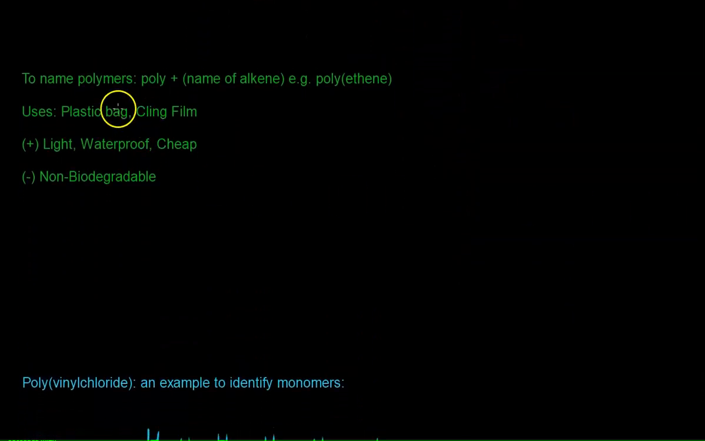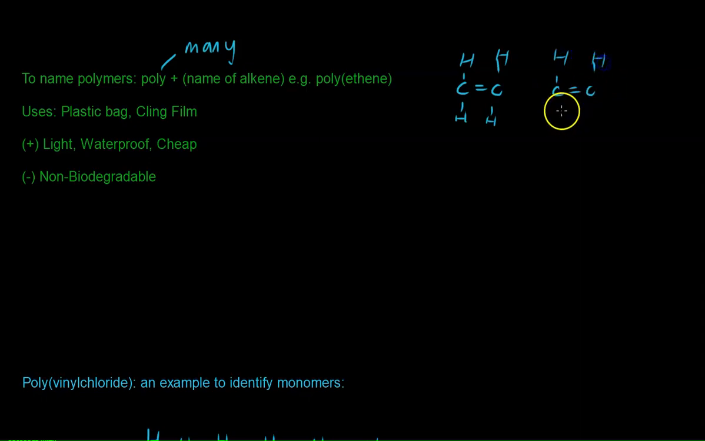So to name polymers is really just poly. The name poly stands for many, am I right? Plus the name of alkene. So for example, in the case of the example just now, this is my ethene, right? If I have many of it, it forms a long chain, am I right? Many ethenes, you'll eventually form a polyethene. And that's how to name them: poly plus the name of alkene. In this case, I use ethene, polyethene. You can do the same with other alkenes as well.